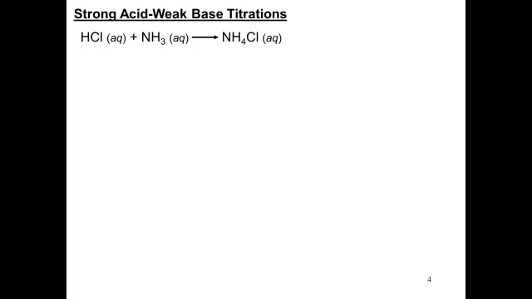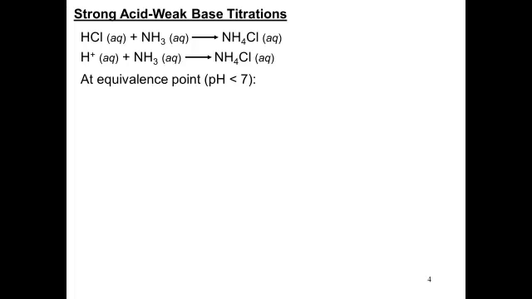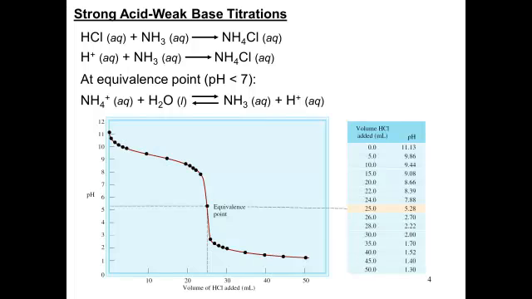Strong acid, weak base titrations. Hydrochloric acid this time reacts with ammonia to form ammonium chloride. The net ionic equation is hydrogen ion plus ammonia forms ammonium ion. This time the equivalence point will occur at a pH less than 7 as the strong acid predominates. Ammonium ion plus water will be in equilibrium with ammonia plus hydrogen ion.